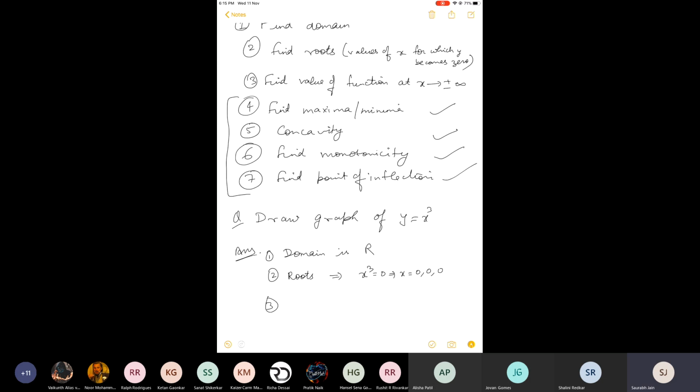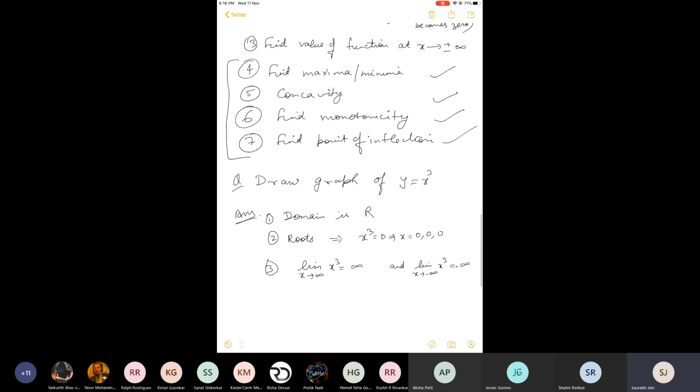Third, find the value of the function at x tending to plus minus infinity. So limit x tending to infinity of x cube and limit x tending to minus infinity of x cube. The first one will be plus infinity, that is infinity cube. The second one will be minus infinity.